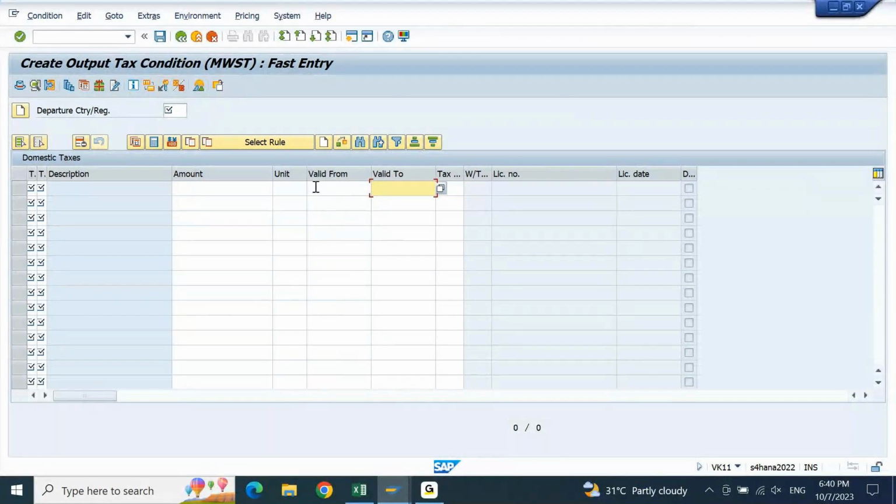Okay, sir. Again, sir, there are two transaction codes. One is VK11, which you already opened. One more is, I think, FV11 something. That is for the FI related transactions. This is for the SD related transaction.